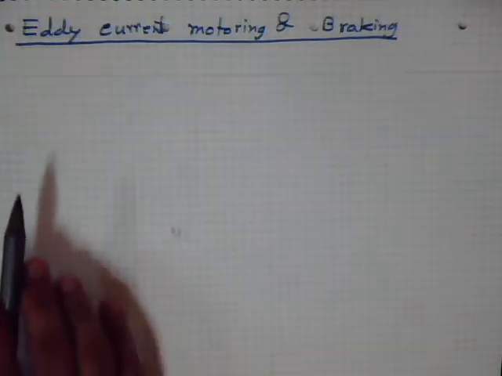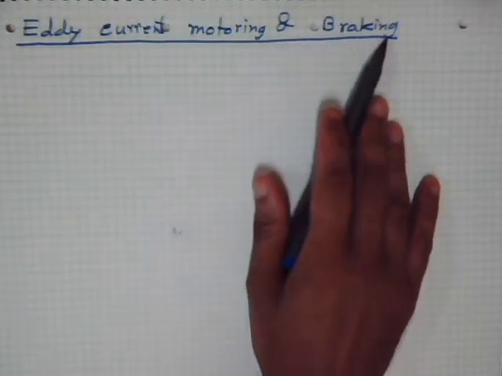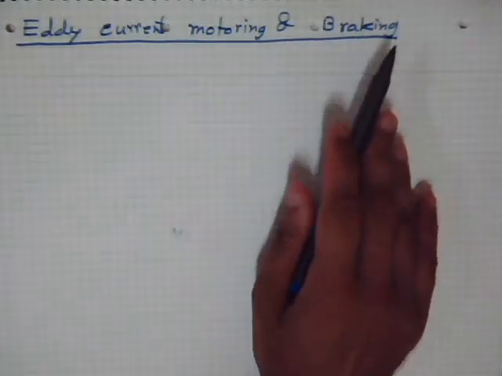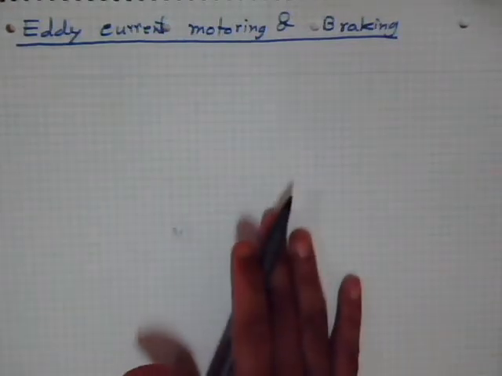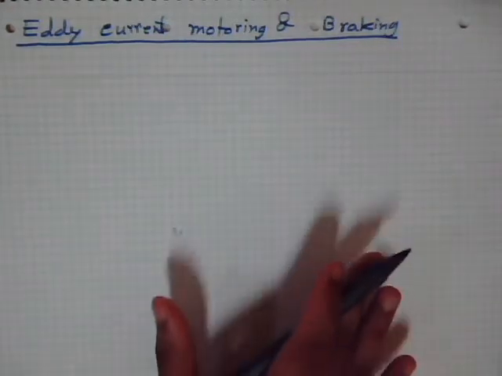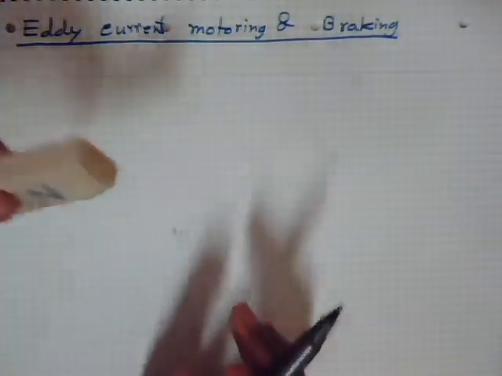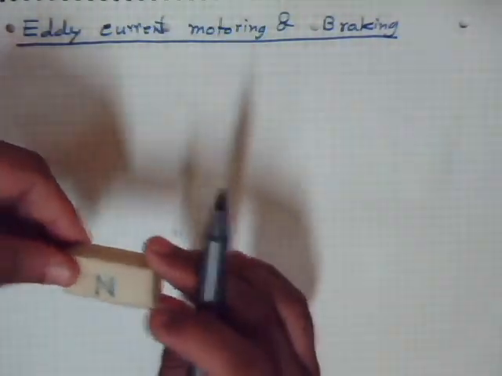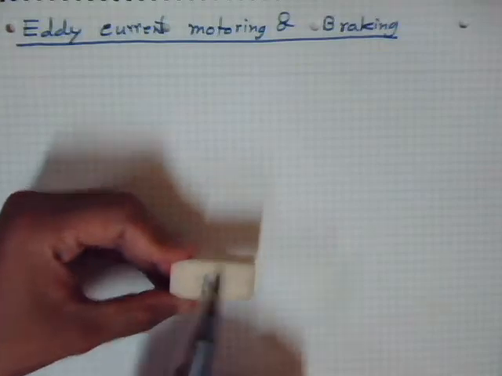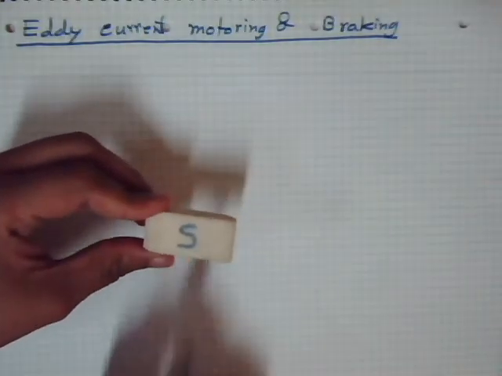In this video, we are going to talk about eddy current motoring and braking. Assume that this paper is a metal sheet, and also assume that this eraser is a magnet, where I have a north pole on one side and a south pole on the opposite side.